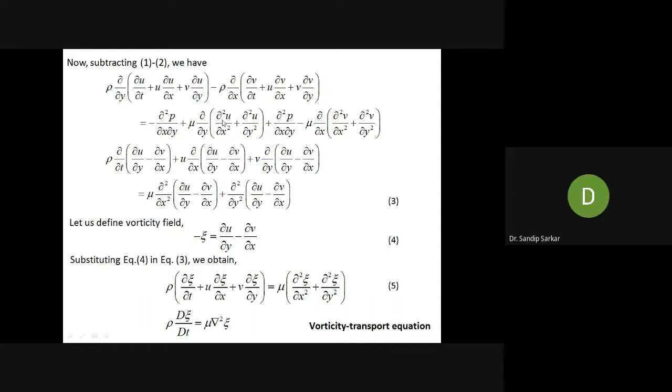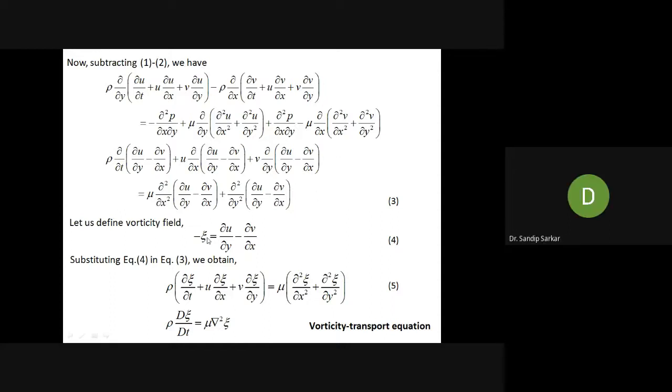Now let us see what is happening to this equation. This term cancels out. So mu del 2 by del x2 common, del u del y minus del v del x, plus del 2 by del y2 common, del u del y minus del v del x. Right?